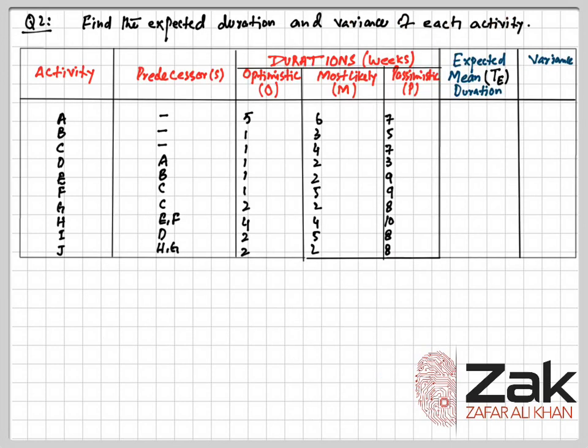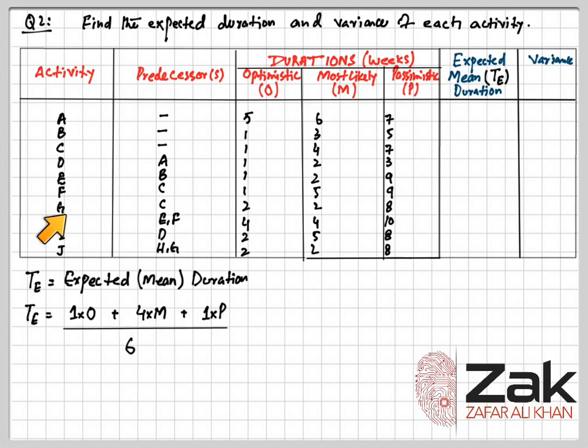Alright, with question 2, which is to find the expected duration and variance of each activity. For this question, we need the durations which were given in the question. We have three durations: optimistic, most likely, and pessimistic, where we denote optimistic with O, most likely with M, and pessimistic with P. We have these three durations for every activity. Remember, these durations are in weeks. Using these values, we will calculate the expected duration, which means the mean duration, TE.